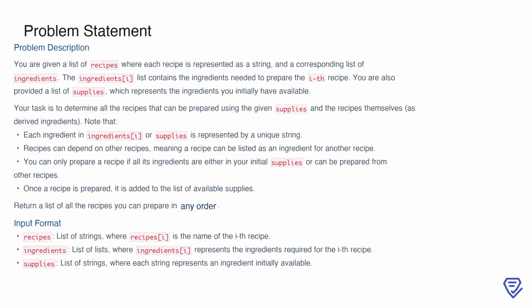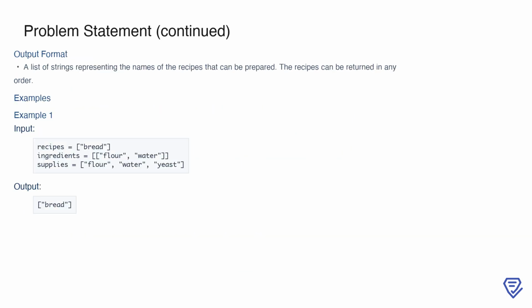As you successfully prepare recipes, they are added to your supplies, enabling you to possibly make more recipes. The goal is to return a list of all the recipes you can prepare, in any order. The output of the problem is a list of strings representing the names of the recipes that can be prepared. The order of the recipes in the output does not matter. Let's look at an example to clarify.